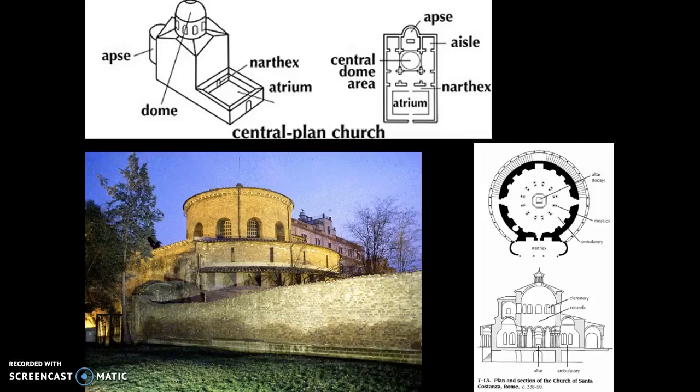The central plan churches also have an atrium, a narthex, and an apse, and a naos, the space containing the central dome, and they also have the sanctuary and the apse. So here we can see the apse over here. Here are the aisles, the narthex, and the atrium. And maybe you can see it better in that other image as well. One of the earliest surviving central plan Christian buildings is the Mausoleum of Constantina.